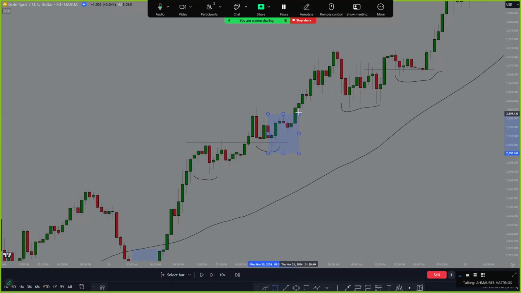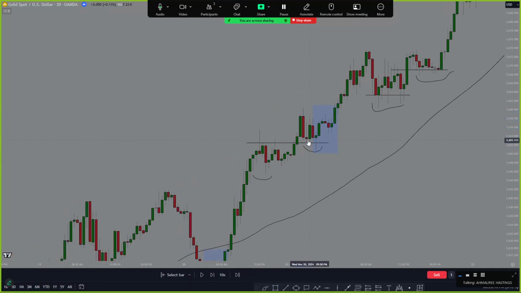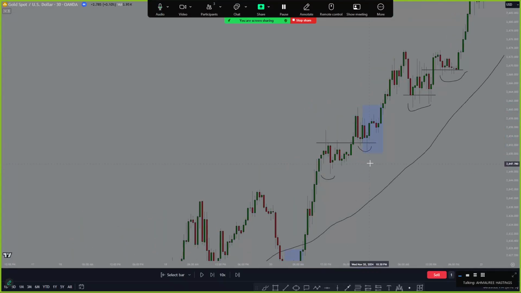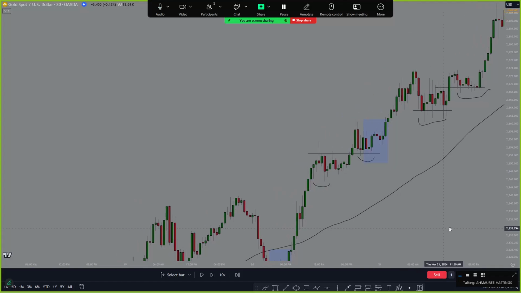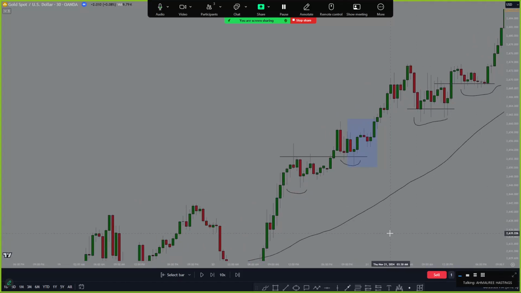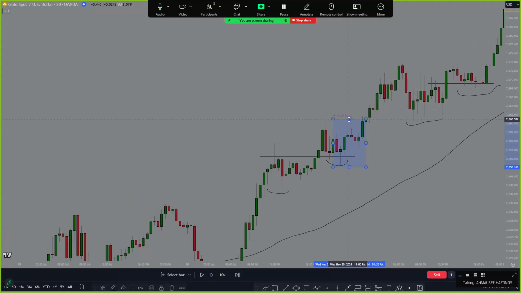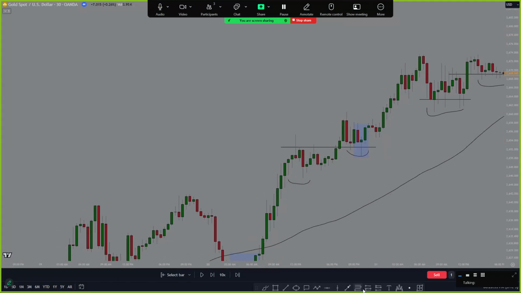Usually for scale-ins, I like to enter off of the 30-minute. Sometimes I take 15-minute entries on scale-ins. These type of things are scale-in opportunities, but I like 30-minute just because it's stronger data. So this would have been a beautiful entry right here. This would have been the first entry. Bullish engulfing variation. Beautiful.